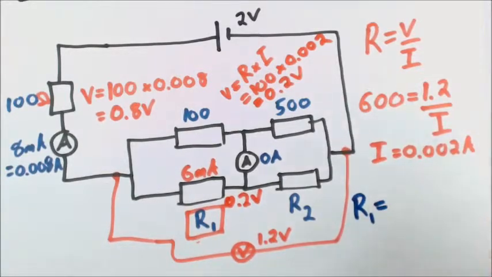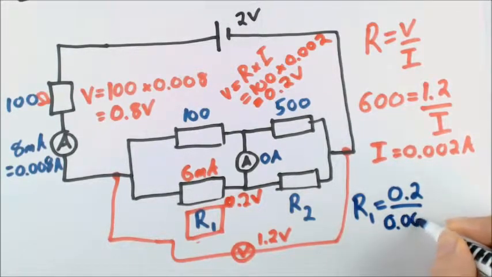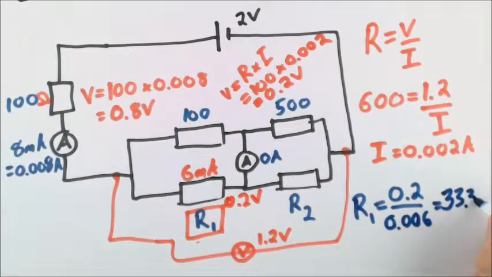R1 is equal to the voltage 0.2 divided by the current 0.006, which if we calculate is 33.3 amps. Oops, not amps, what am I talking about? Ohms, which is answer A.